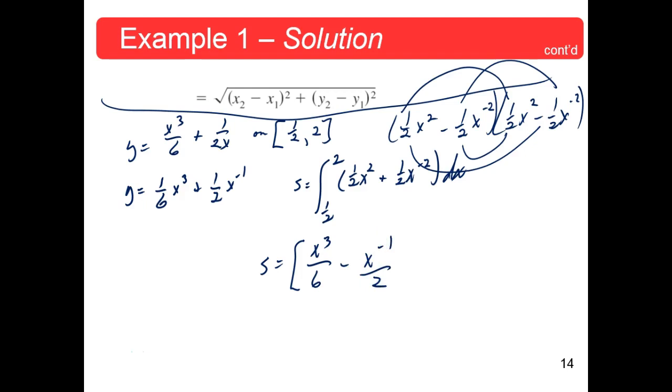Because if you take the derivative of this, you get 3 times this would be x squared over 2, yes. And you take the root of this, you get plus x to the minus 2. So that's right. And we'll evaluate that from 1/2 to 2. I really like that. And what would that be?